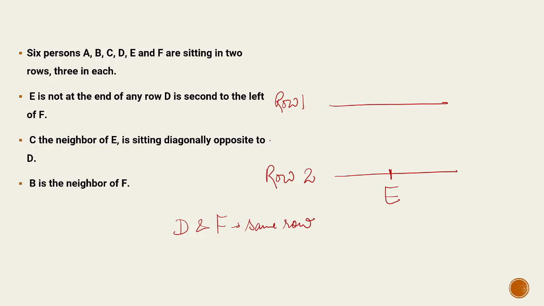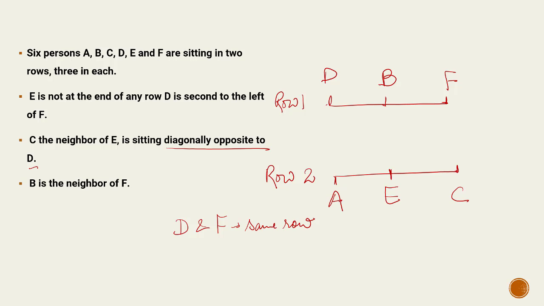And D is second to the left of F. So if I place F here, D would be here, second to the left of F. C is diagonally opposite to D. By diagonally opposite we mean sitting at extreme corners. So if D is at this corner, C will come at this corner. B is the neighbor of F. So B would come in between D and F, and the remaining person A will come to the left of E. So this is how we have arranged 6 people in 2 rows.